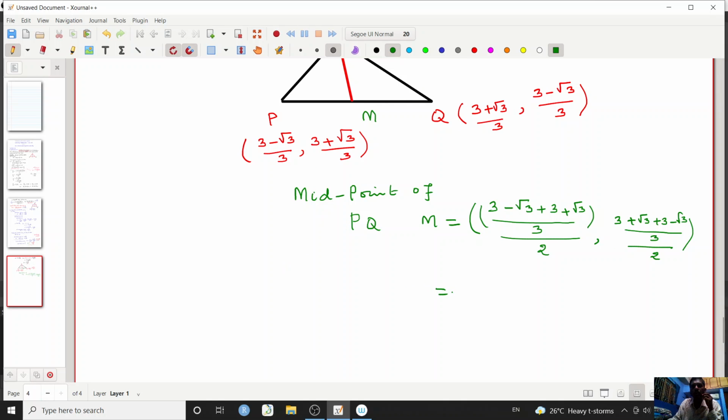And that is equal to, what will happen? When you look at the problem, the minus root 3 and plus root 3 will get cancelled. 3 plus 3 becomes 6. 6 by 3 is 2. 2 by 2 is 1. The same thing is true in the y coordinate also. 3 plus 3 is 6, 6 by 3 is 2, 2 over 2 is 1. So the coordinates of M are nothing but 1, 1.